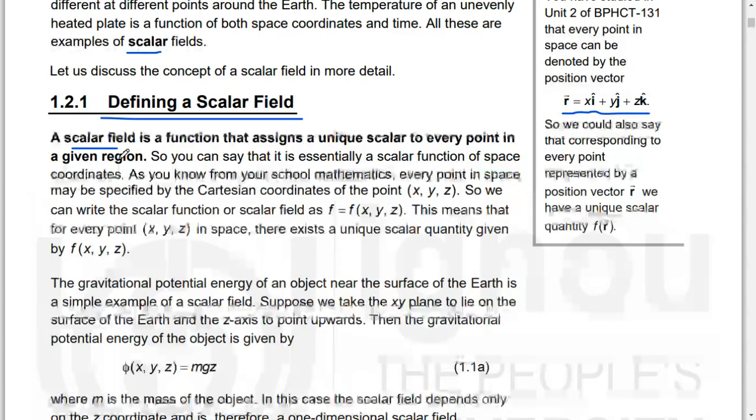As you know from your school mathematics, every point in space may be specified by the Cartesian coordinates of the point x, y, z. So we can write the scalar function or scalar field as f = f(x, y, z). This means that for every point x, y, z in space, there exists a unique scalar quantity given by f(x, y, z).